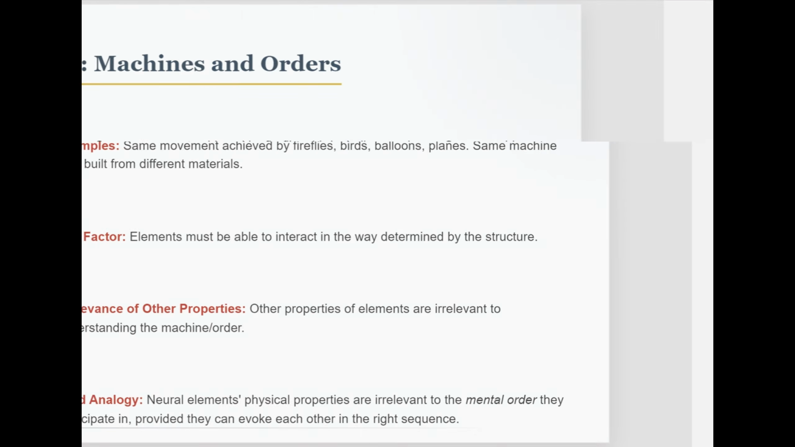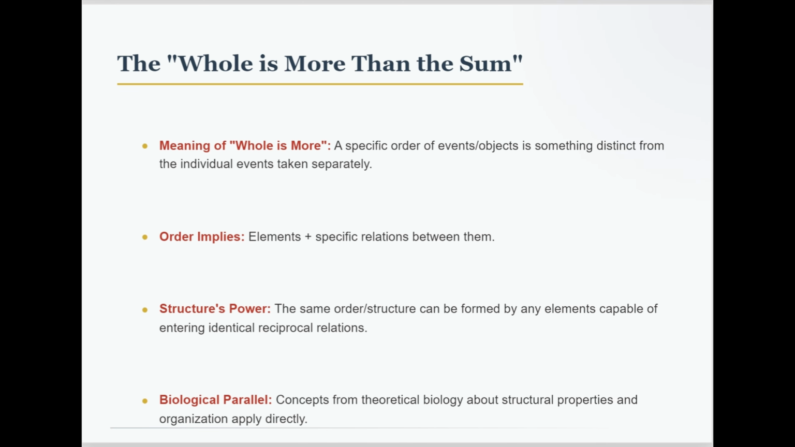This leads to that old chestnut: the whole is more than the sum of its parts. Often dismissed as vague philosophy, but here it has real teeth. It means that arranging elements in a specific order creates something genuinely new and distinct. It's not just dumping all the parts into a pile. An order consists of elements plus the specific relationships between them. And the magic is that the same order, the same structure, can be built using totally different kinds of elements, as long as those elements can engage in the required interactions.